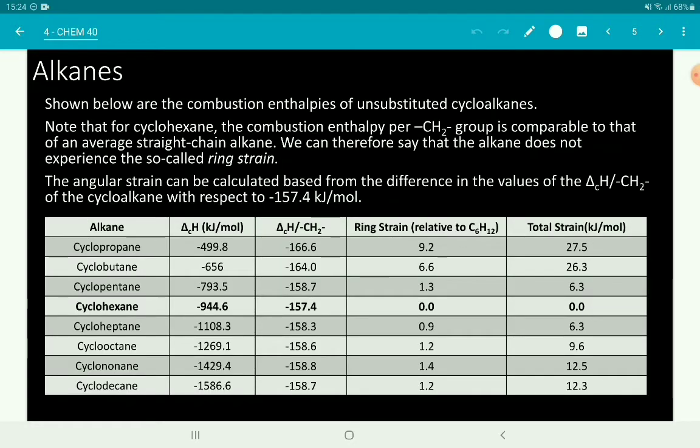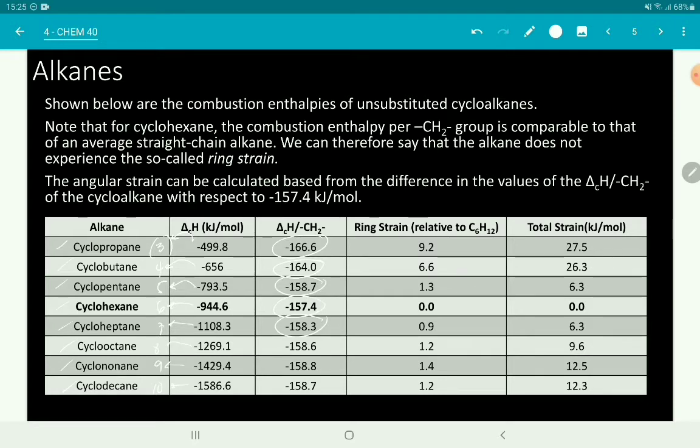So, meron naman tayong isa pang table showing combustion enthalpies of cyclic alkanes naman. Ito naman ay cyclopropane, cyclobutane, cyclopentane, cyclohexane, cycloheptane, cyclooctane, cyclononane, and cyclodecane. Meron silang 3, 4, 5, 6, 7, 8, 9, and 10 carbons. Ang ganoon din ang gagawin natin. Yung combustion enthalpy nila, i-divide natin by the number of carbons. Makakuha tayo ng mga values ng enthalpy of combustion per methylene group.